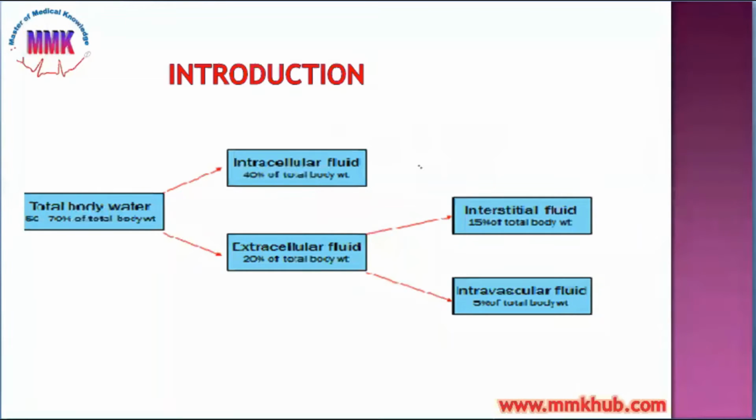Out of the 70% of total body weight that is body water, 40% of total body weight is present in the intracellular compartment, while 20% of total body weight is present in the extracellular fluid compartment. This 20% is further subdivided into the interstitial fluid compartment and the intravascular fluid compartment, in the proportion of 15% in the interstitial fluid compartment and approximately 5% in the intravascular fluid compartment.